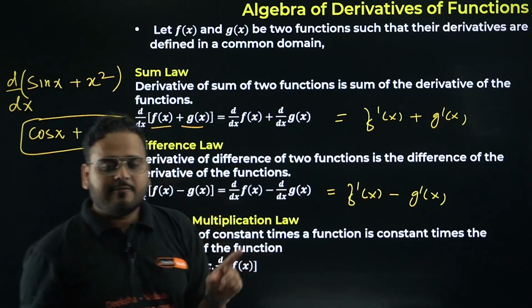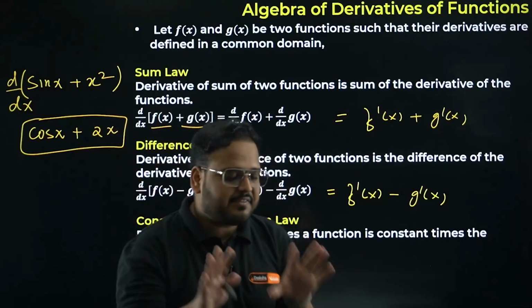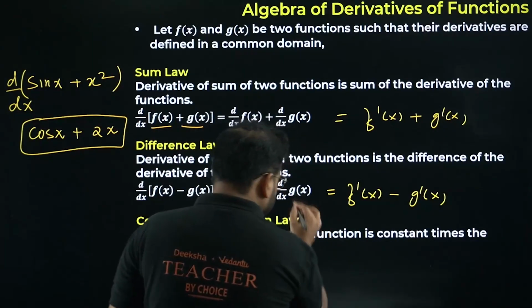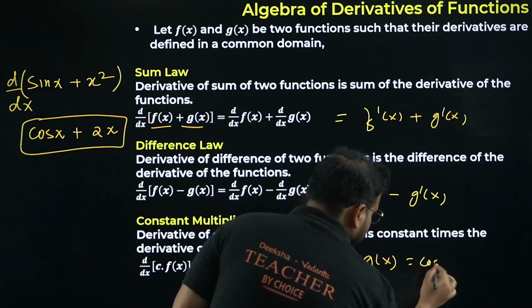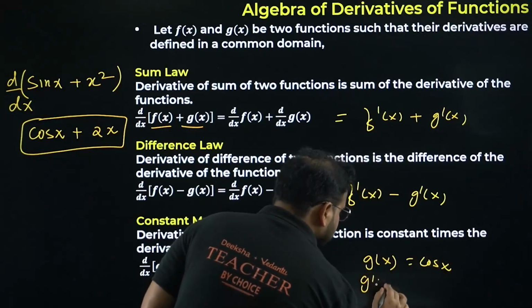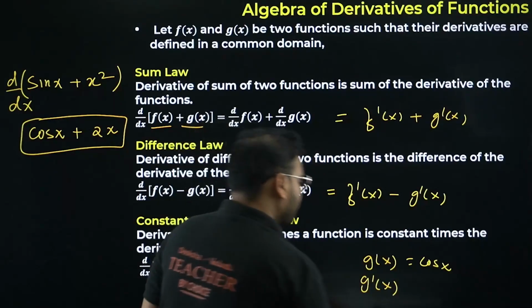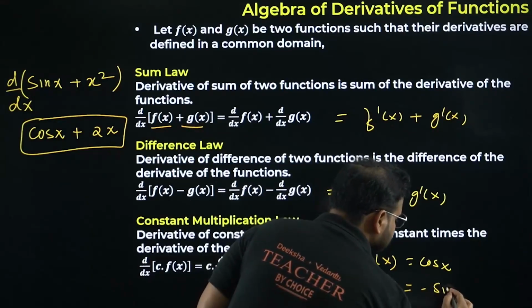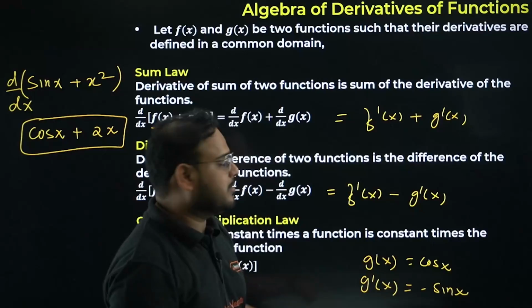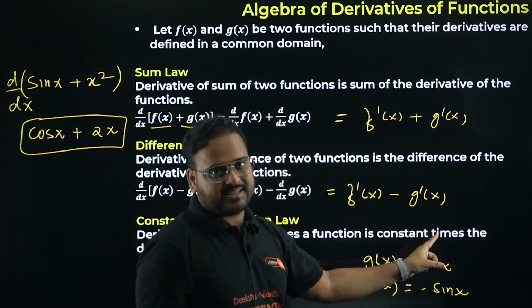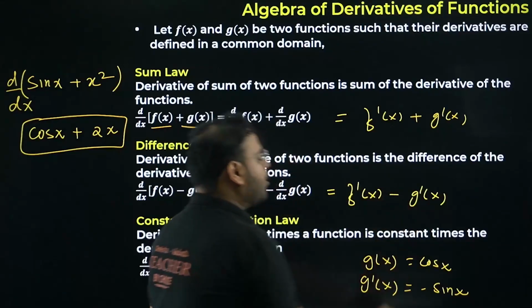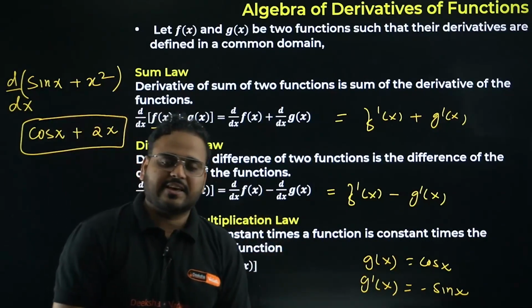The derivative of g(x) can be negative if the function is cos x. Let's say the g(x) function was cos x, then you differentiate, and as g dash of x you get minus sin x. In that situation this will become plus, but how? Minus of minus sin x. So I have to keep the same order of the subtraction sign in the case of the difference law.